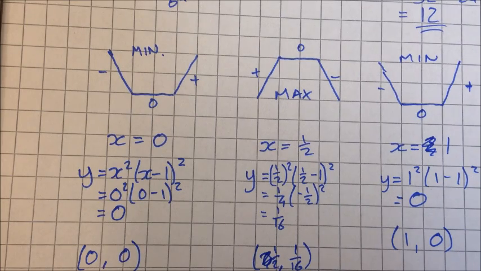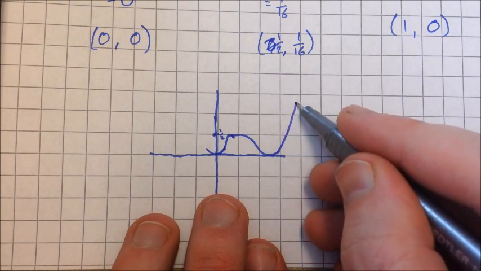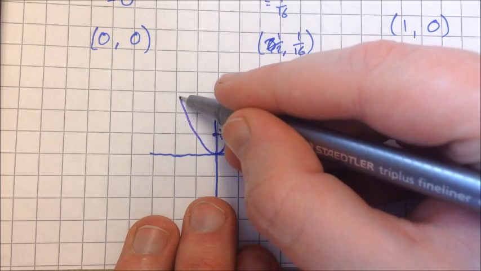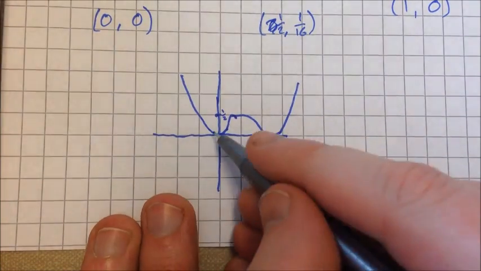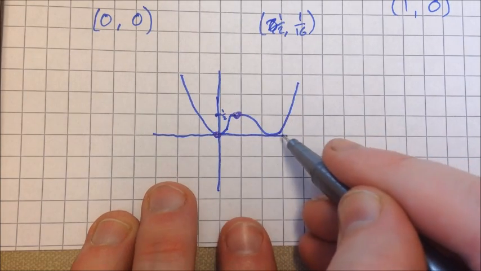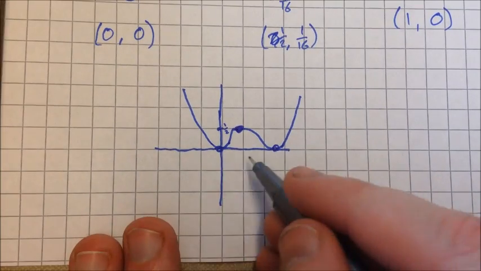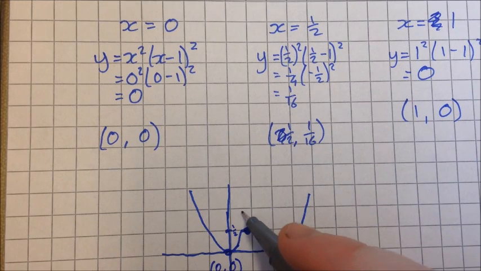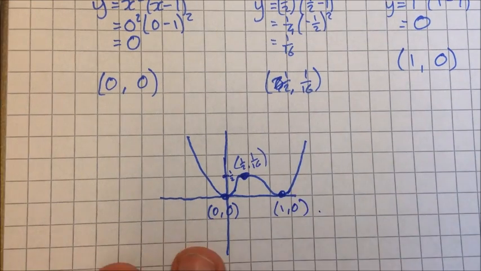So it's going to look something like that. There's the minimum, there's the maximum, and there's the minimum again. Now we need to label these coordinates, so that is going to be 0, 0, that is going to be your half, 1/16, and that is going to be your 1, 0.